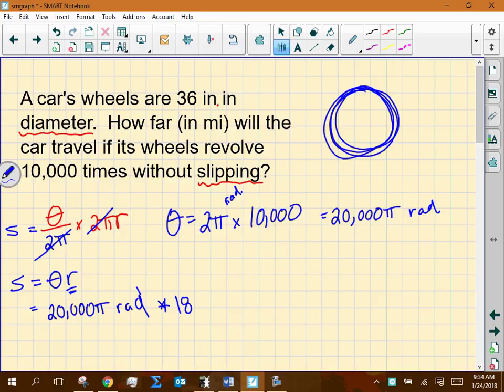18 inches. Okay, r is your radius, right? And they're saying my diameter is 36, so I got to put 18 in there. And I multiply that out. So when I multiply that out, I'm going to get 18 times 2 is 36, right? So I should get that number.